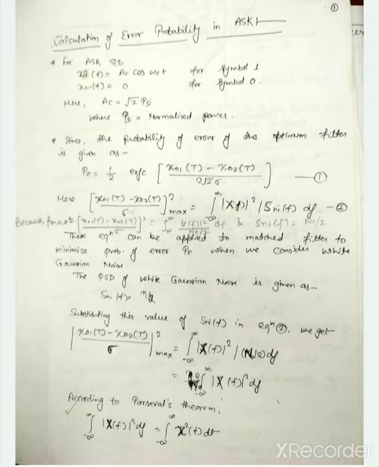So we will substitute the value of S_n(f) in equation 2. Equation 2 will become minus integration from minus infinity to infinity of modulus X(f) squared times N0 by 2 df, or eta by 2 df. Because eta by 2, or N0 by 2, is a constant, we will take it out of the integration, and thus we will get integration of X(f) squared df.